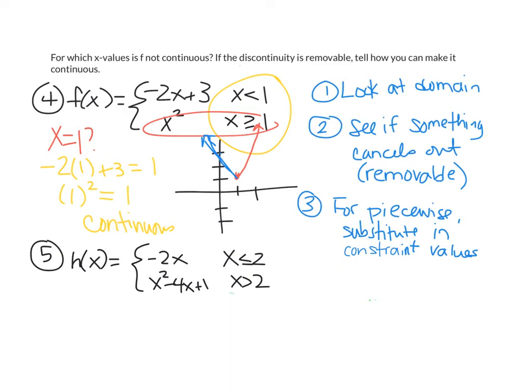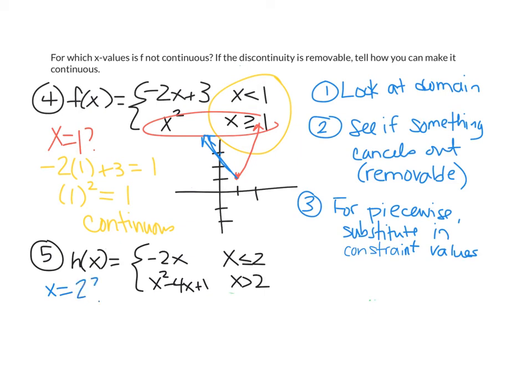Okay, so then for number 5, you can also draw a graph for this one if you want. This one's a little bit more complicated to draw the graph. It might take you more than 10 seconds. So if you want, you can actually get by just checking those 2 equations when x is equal to 2. So we want to know, is it continuous at x equals 2?